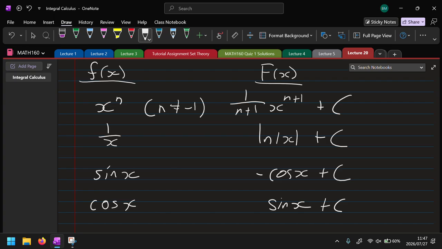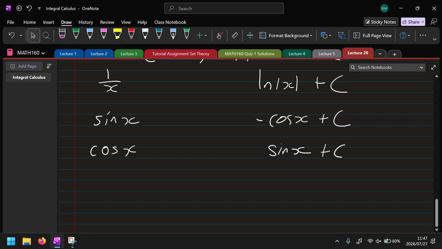Okay, a few more trig functions. So this won't be the full table. This is just a couple to get started. Sec squared. Tan. The derivative of tan gives us sec squared. So the antiderivative of sec squared is tan. Yeah, you get the idea.